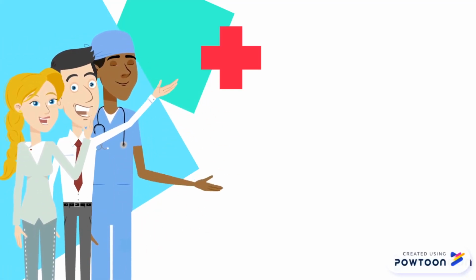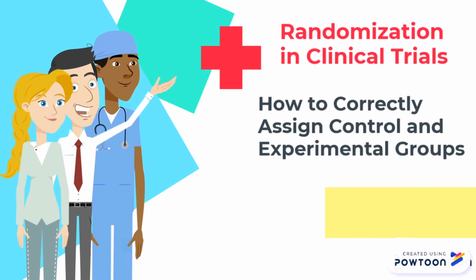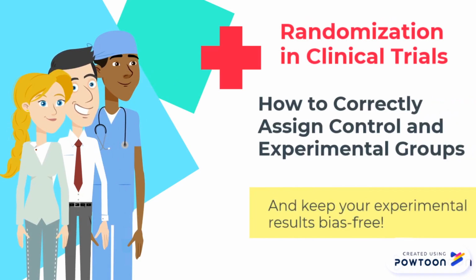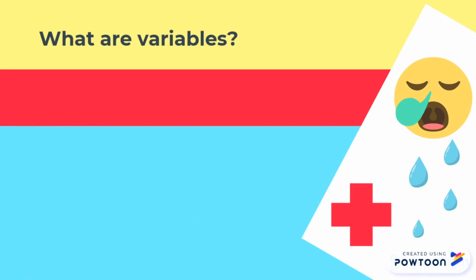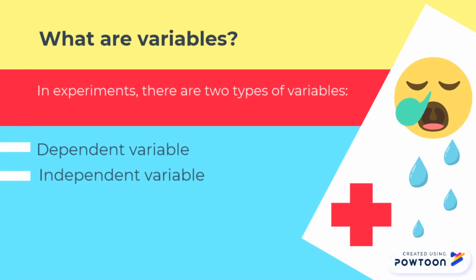In this video, we hope to give you some insight on how randomization occurs in clinical trials. To start, we will introduce the concept of variables. In an experiment, there are two types of variables, the dependent variable and independent variables. An independent variable is something that the experimenter has control over, and the dependent variable will vary depending on the independent variable. But wait, not all clinical trials are perfect.